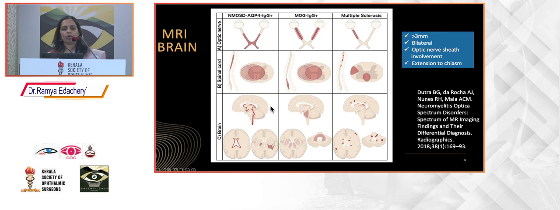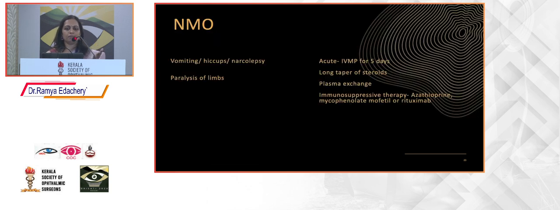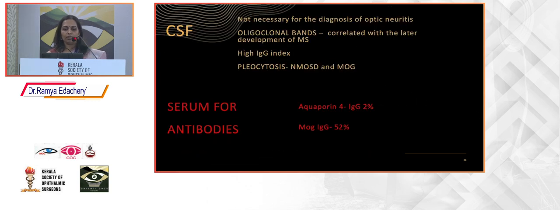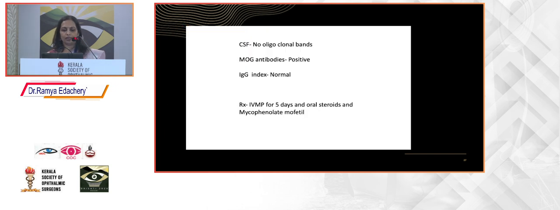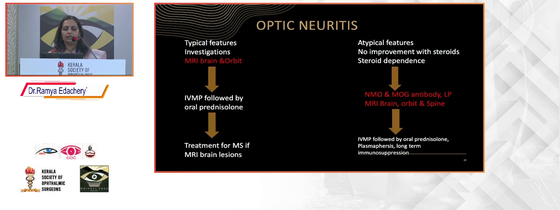And wherever the aquaporin 4 antibody is there, all these parts can get affected, and that's why leading to symptoms like vomiting, nausea and narcolepsy. So you should ask these symptoms in these patients. I'm not going into the details, and in atypical cases you should send for all these antibodies, and this is how you treat.